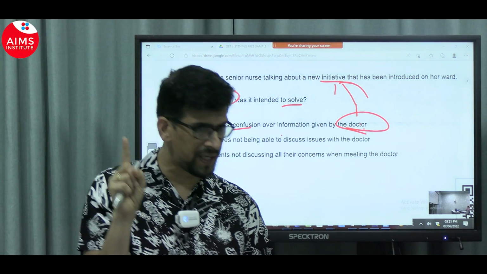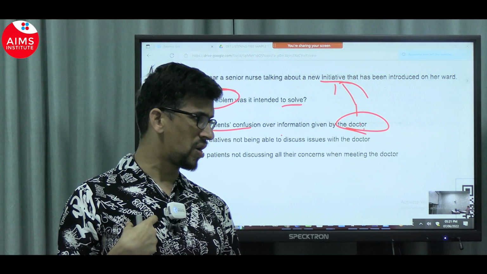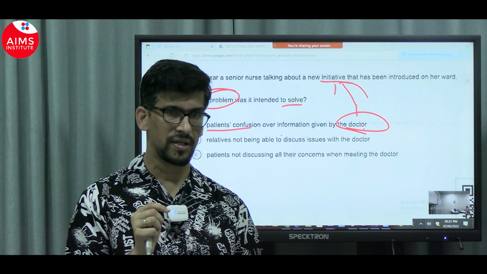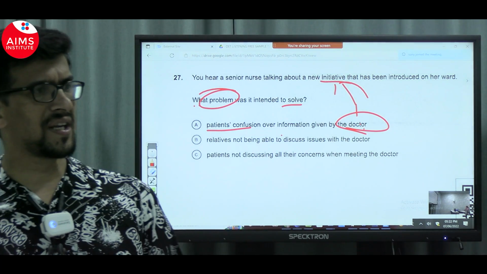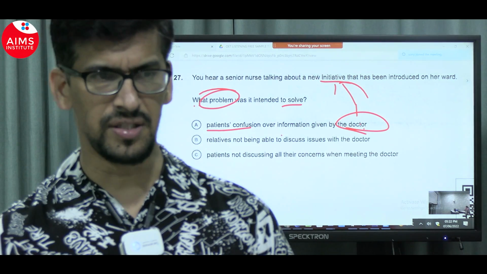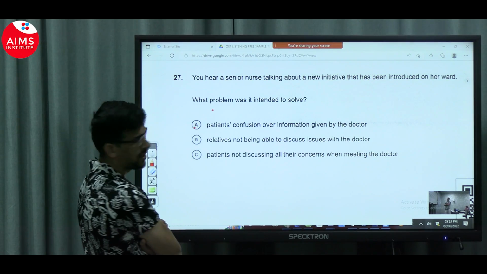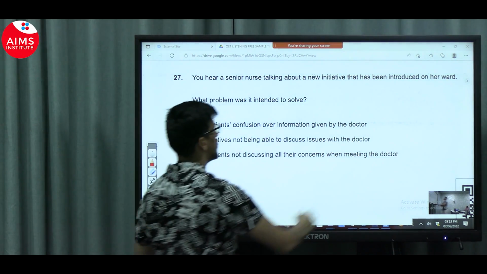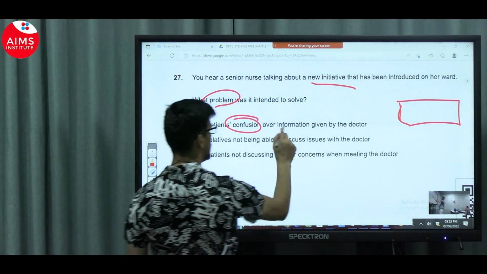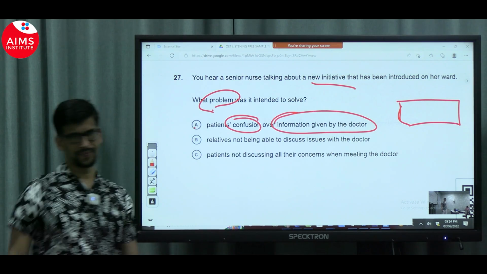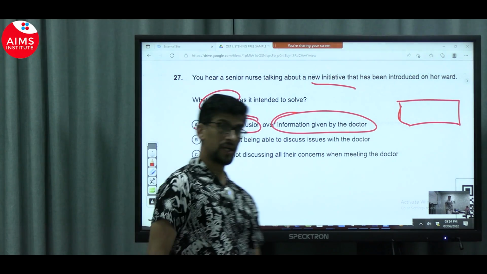Wherever options are very, very big, those options will be so simple. But being panicked about such a long option, you will not get anything into your mind. But if you read carefully, the option is in your mind. Confusions created in the patients because of the poor communication of the doctor. In option A, which word would you put into this box? Confusion, information given by doctor. Okay, confusion, anyway we will understand confusion of the patient.